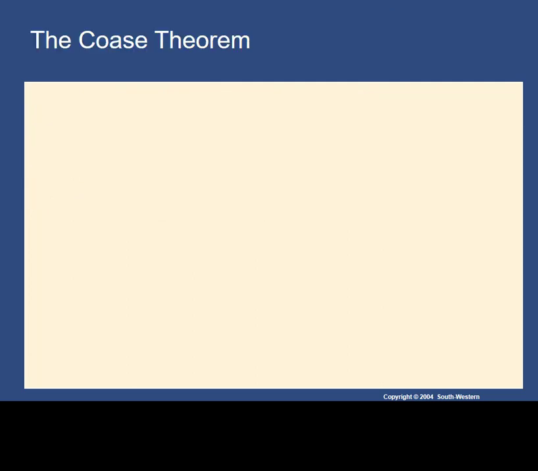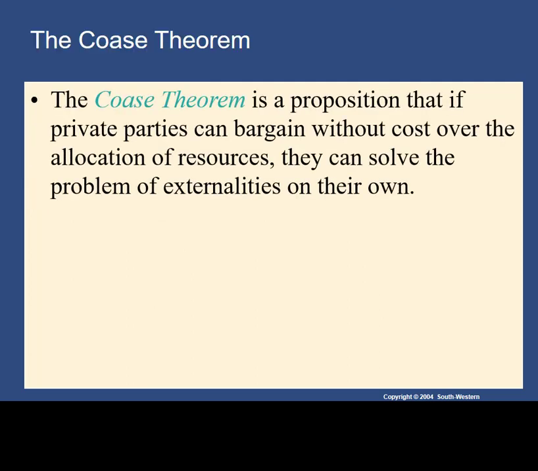So a general idea that captures this notion that people can bargain in order to manage or capture the benefits and costs of an externality is called the Coase theorem. And what the Coase theorem says is that if private parties can bargain without costs over the allocation of resources, they can solve the problem of externalities on their own.